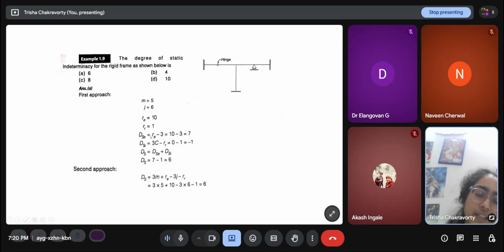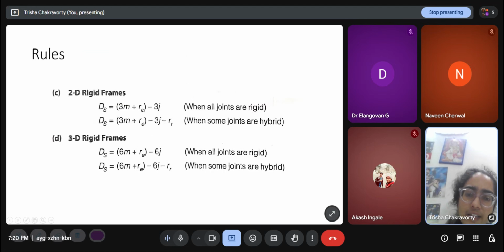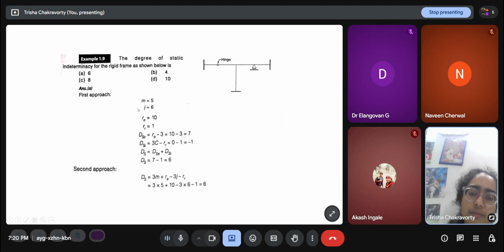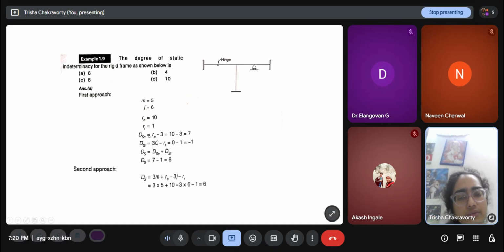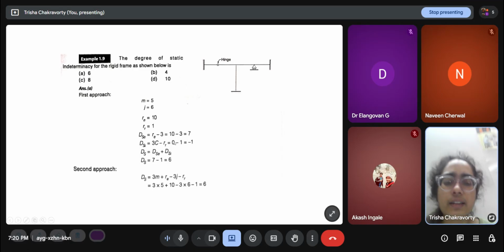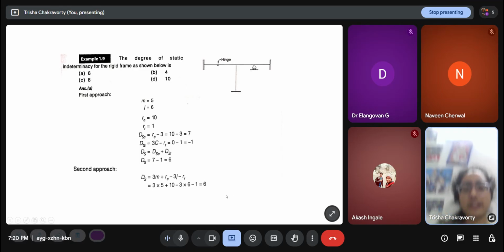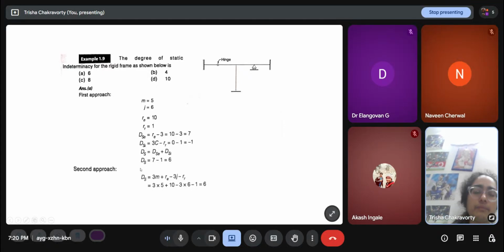The part RE minus 3, that is the external indeterminacy, is very easy to understand. It is just forgetting all that is happening inside. So RE is the number of reactions and 3 is the number of equations of equilibrium. So DSE you get easily, and DSI has a C in it, which is the number of closed loops, which is 0 here, minus RR. But it's okay, generally we are not asked external and internal. Generally this final formula itself will be enough.